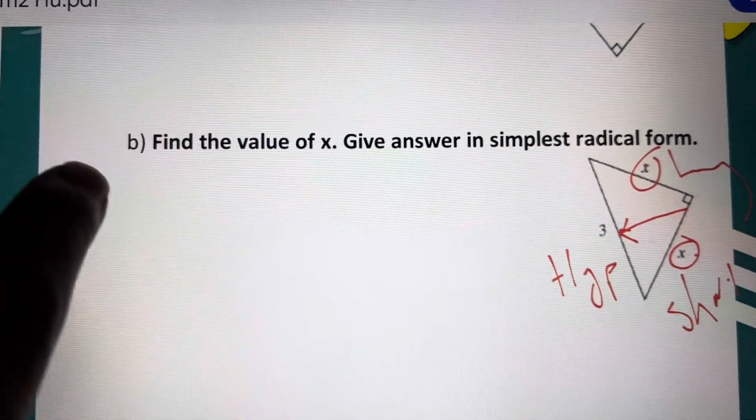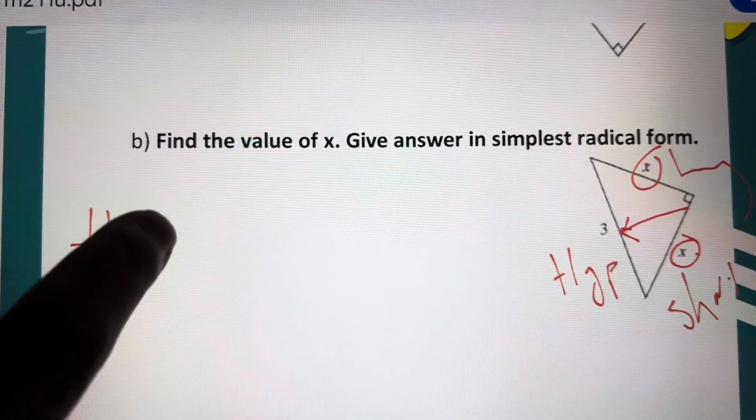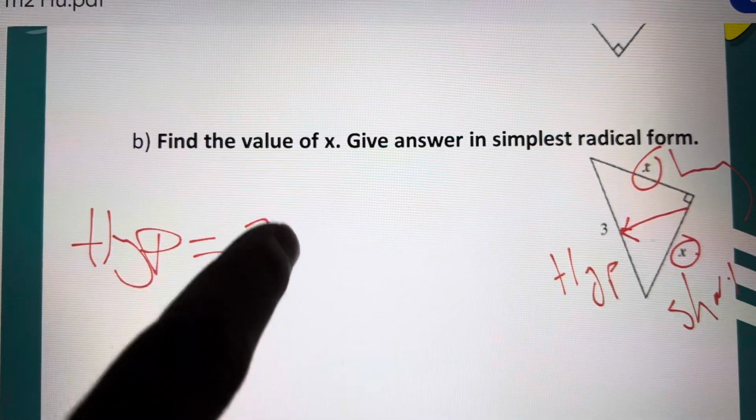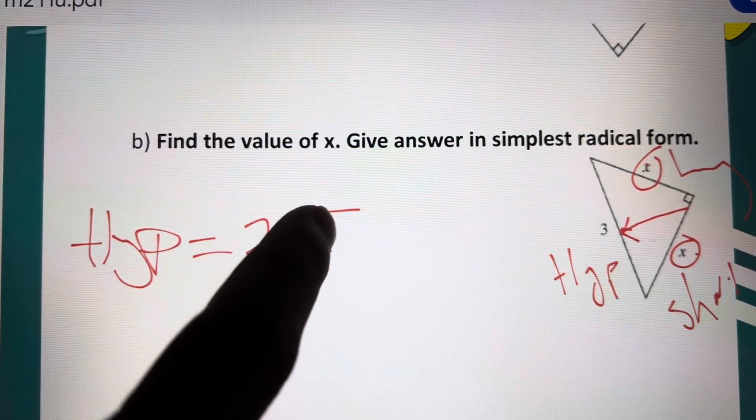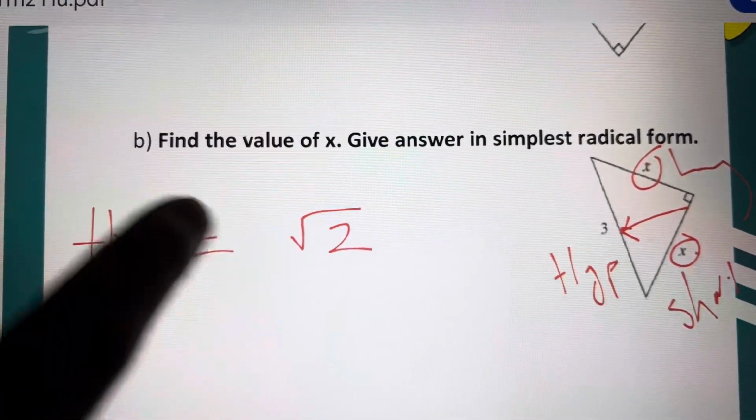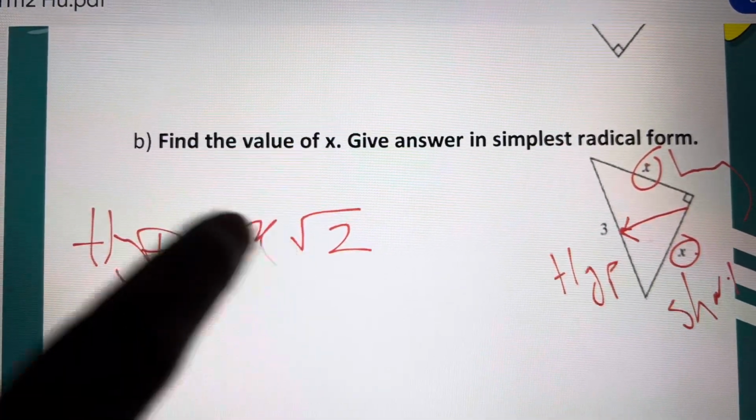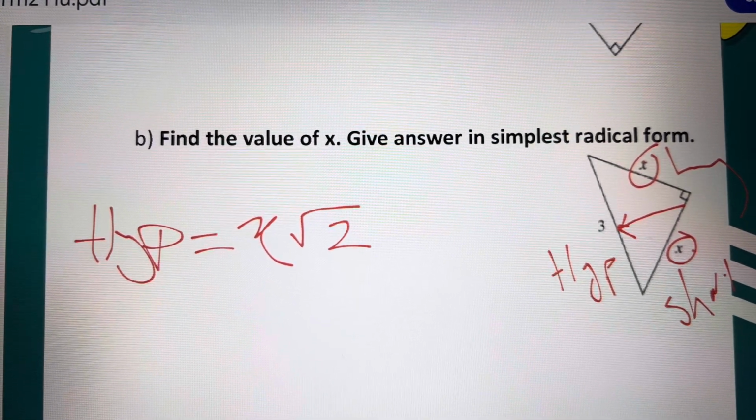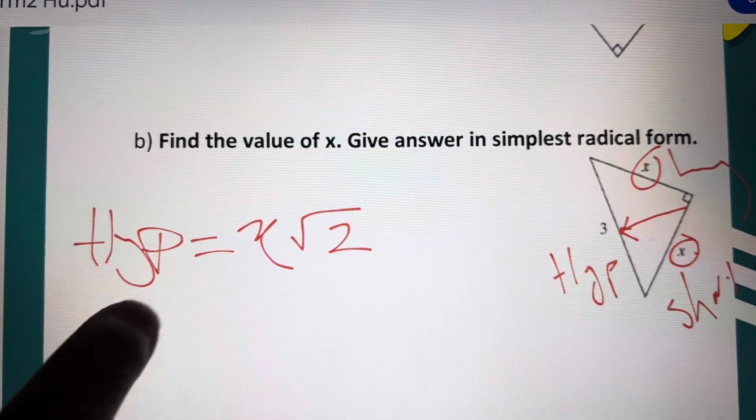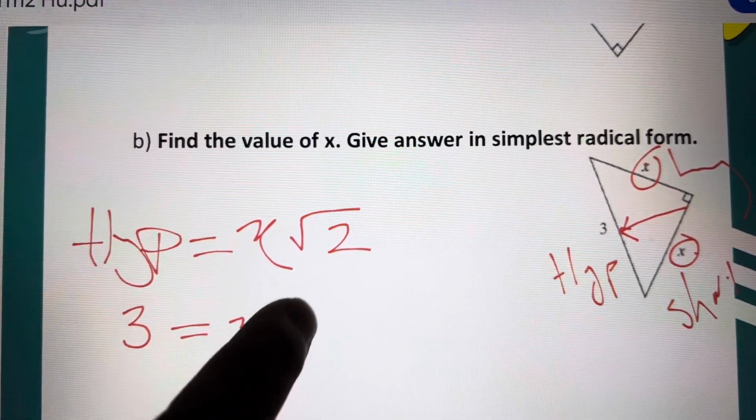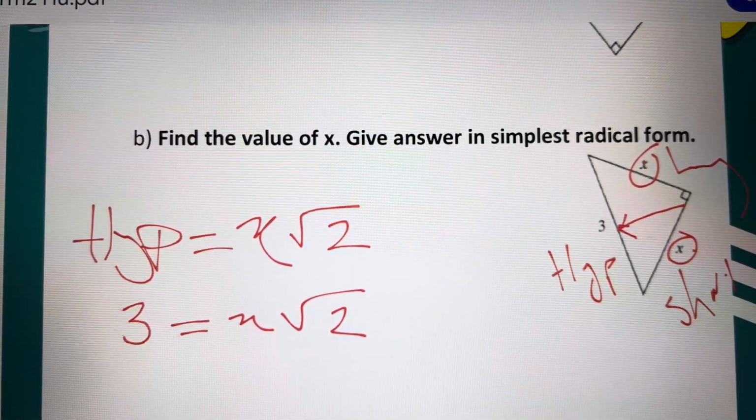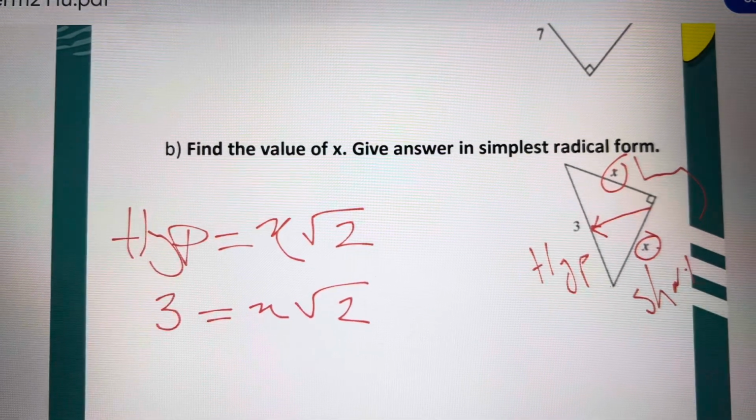I know that the short side and the long side, both of them are X, but they're asking me to find the value of X. What is the hypotenuse? The formula of the hypotenuse, whenever I have an angle of 45, is X square root of 2. Now, what is my hypotenuse here? My hypotenuse is 3. So instead of the hypotenuse, I put 3 here, equals X square root of 2. Now, I have to find the missing variable, which here is X.